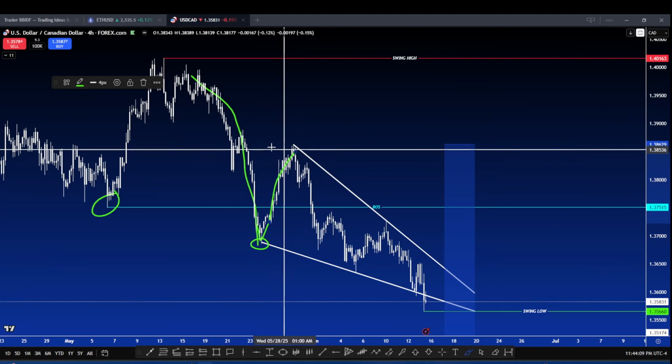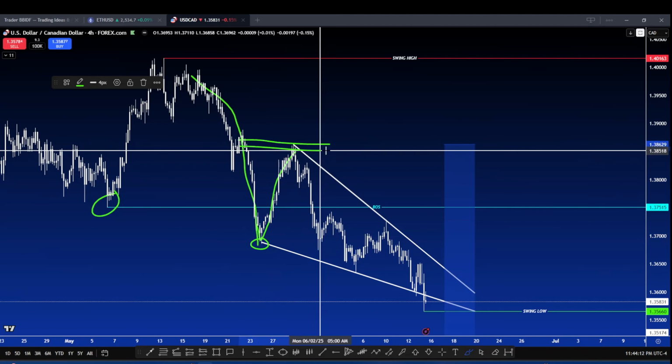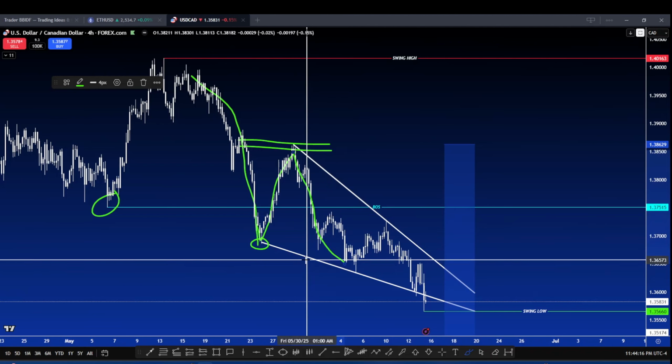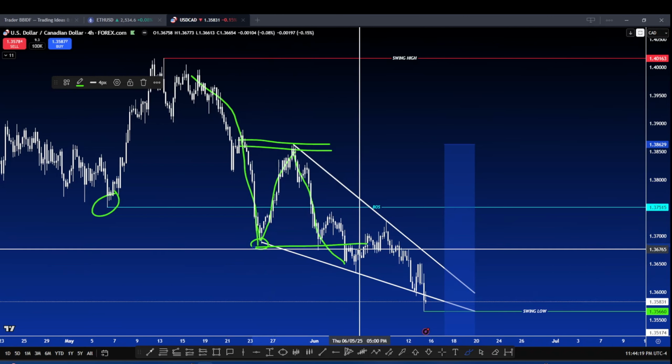It pulled back to a supply area, right? There's a supply zone right there, and right from there it fell again, eventually getting right to this low where you would have taken your profit.